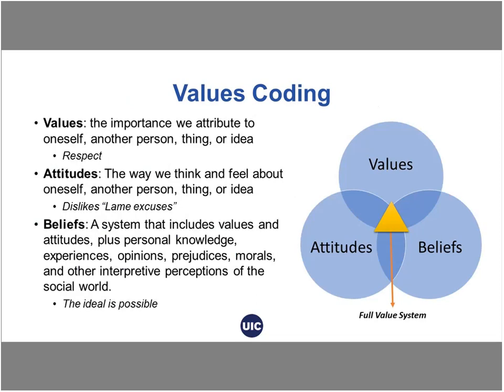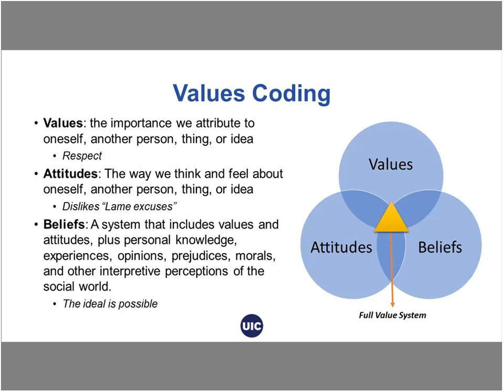Another coding approach that is a bit more complex than the first two we just talked about is called values coding. And Saldaña does a really nice job of talking in much more detail about this in his book. But values coding really consists of three categories of codes, if you will: values, attitudes, and beliefs. Values is the importance we attribute to oneself, another person, a thing, or an idea. For example, a code representing values might be respect.